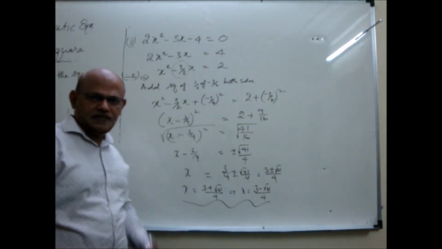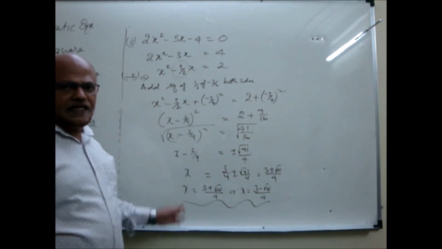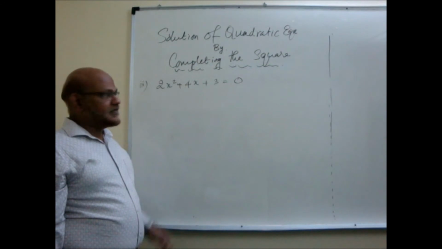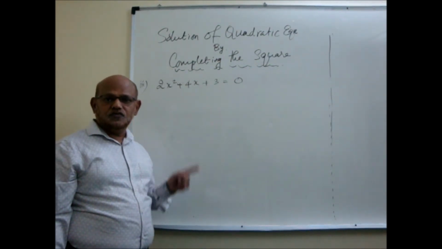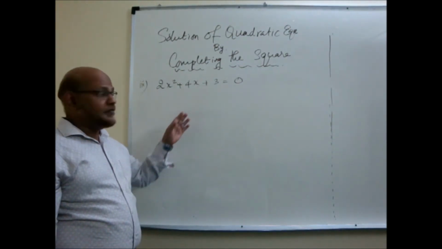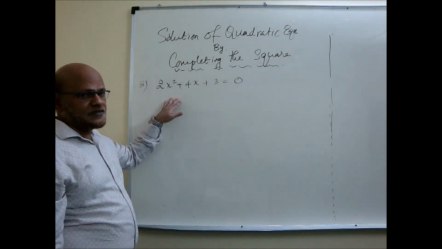Okay, this is the second example. One more example we do, then we will end this procedure. Come to the next example, because in all quadratic equations you may not get roots. Some questions you may not get a real root. Let us see one such question.